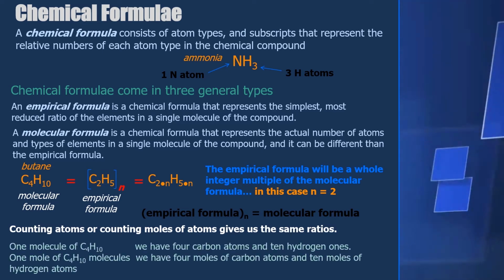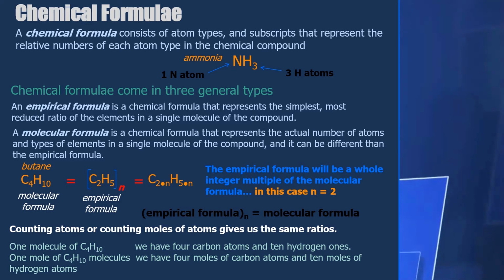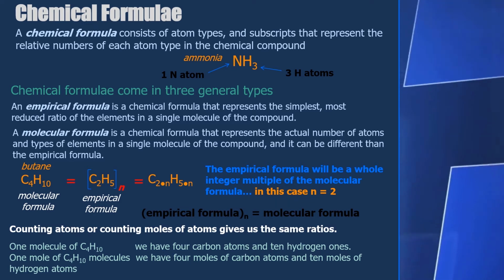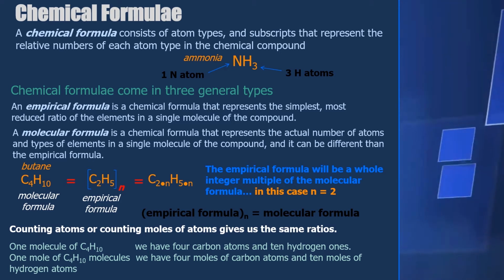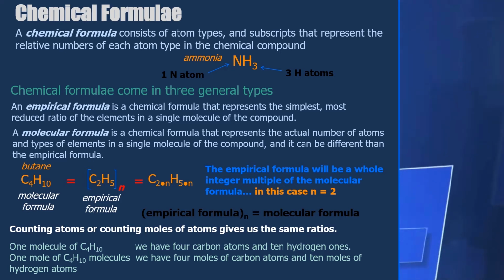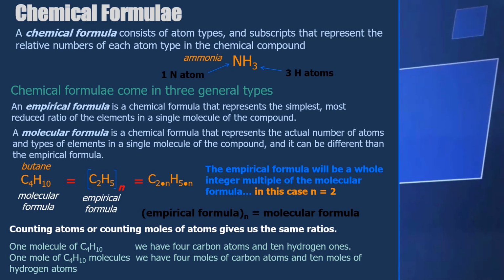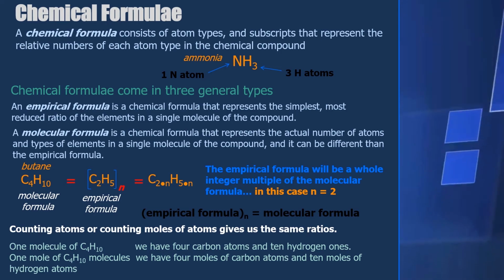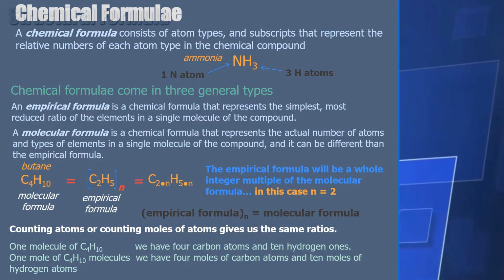For example, I know that if I had 1 molecule of butane, C4H10, the molecular formula tells me that I have 4 carbon atoms and 10 hydrogen ones. In the same way, 1 mole of C4H10 molecules must have 4 moles of carbon atoms and 10 moles of hydrogen atoms. We will use these kinds of relationships often in chemical computations.